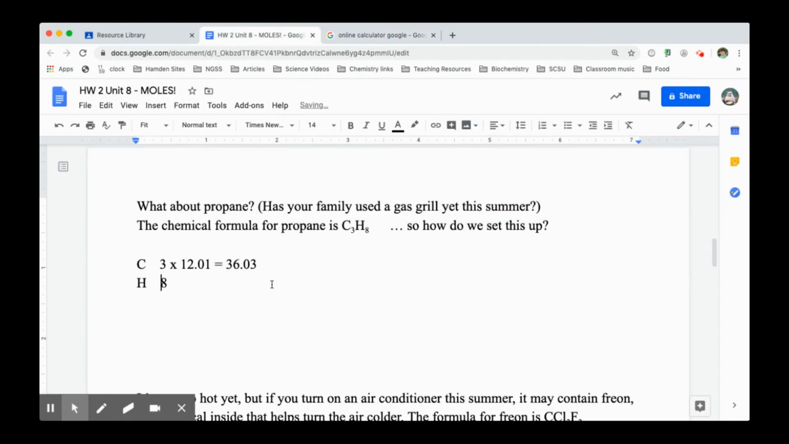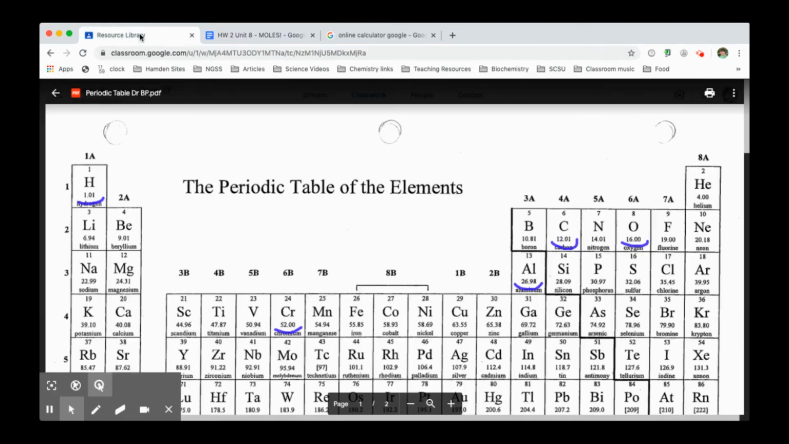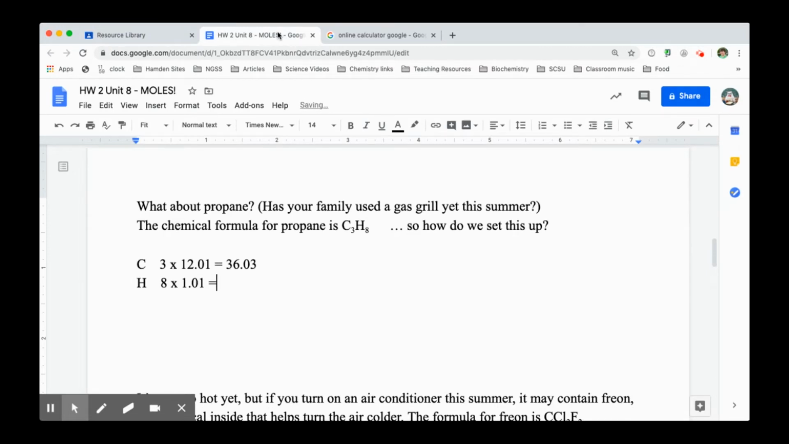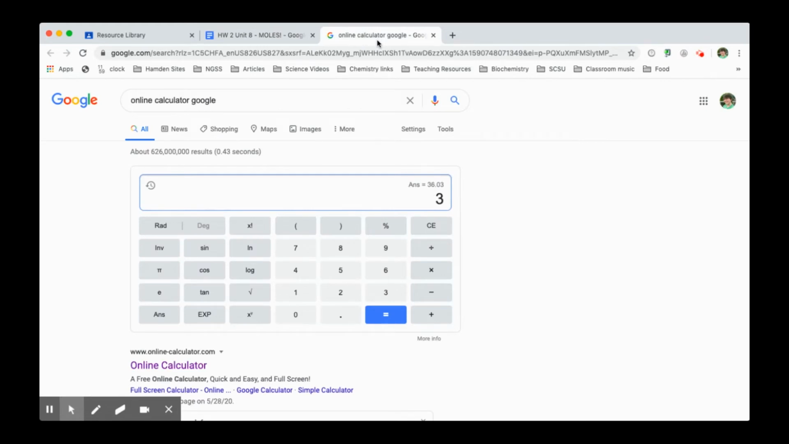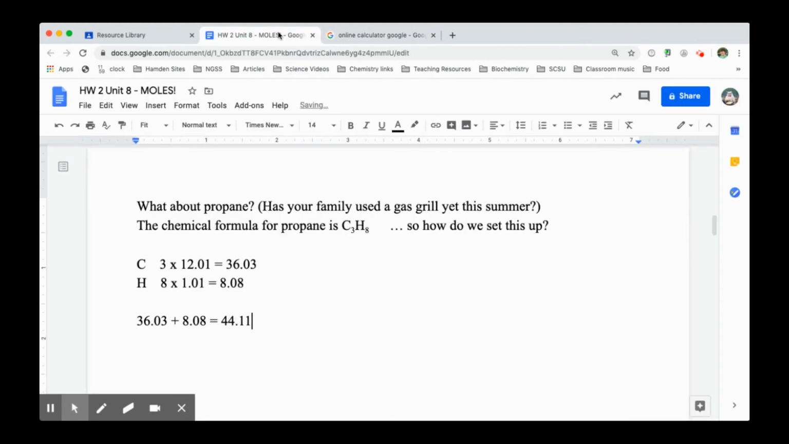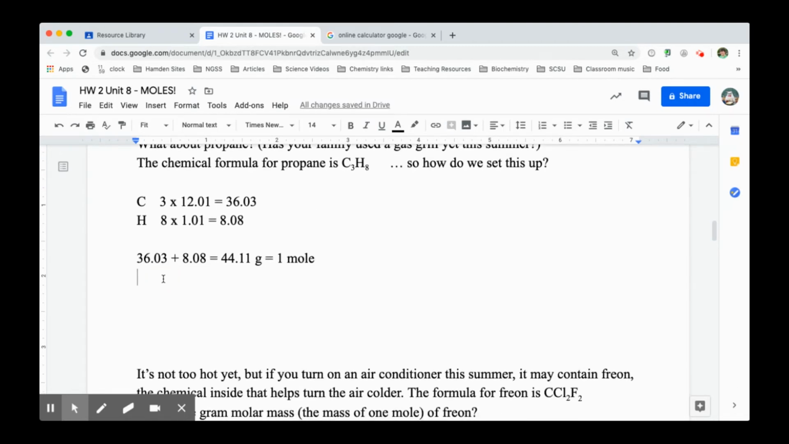36.03. All right, next up I have my hydrogens. I have 8 of them times, using my periodic table, here's hydrogen, 8 times 1.01 equals 8.08. I did that one in my head, but you can always use the calculator to double check. Now, we're going to add them up. 36.03 plus 8.08. I'm going to use my calculator. And then I hit equals 44.11. 44.11 grams equals 1 mole. That's my answer. Not so bad, right? All right, let's do a couple more problems.